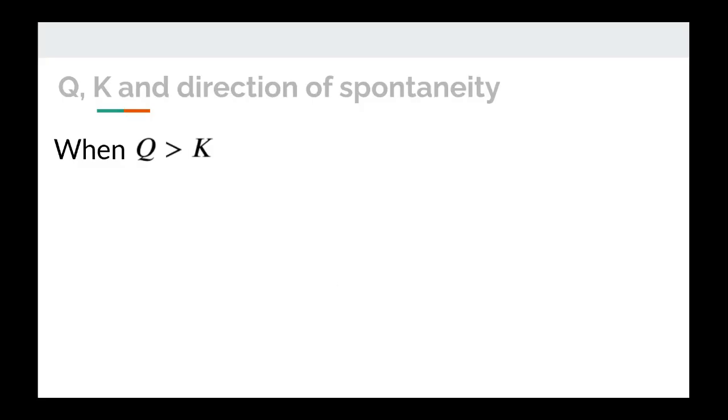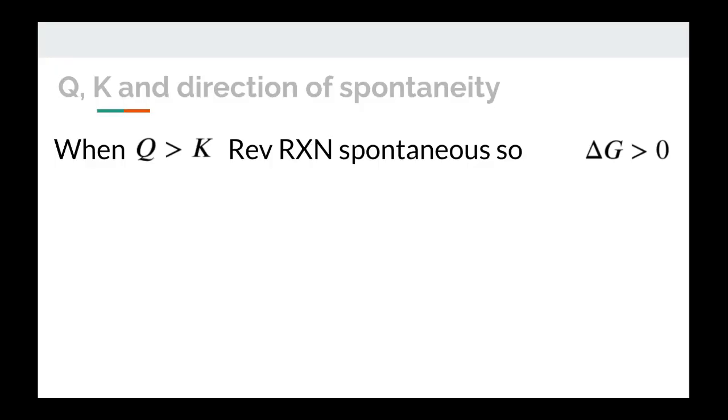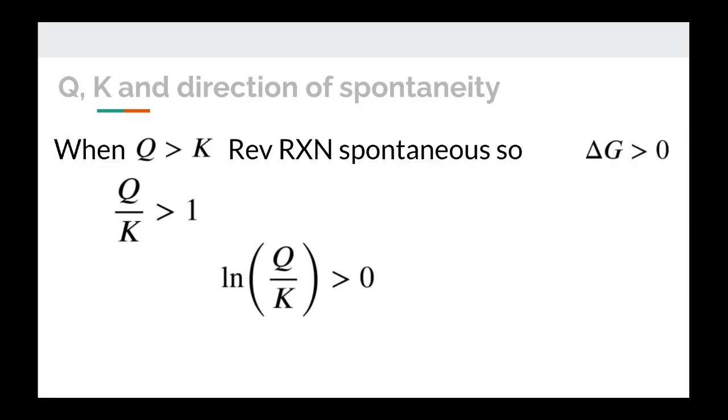When Q is greater than K, then that means the reaction is going to shift to the left, which means the reverse reaction is the spontaneous one. So that means delta G for the forward reaction is greater than 0. So also, the ratio of Q to K is greater than 1, which means the natural log of that ratio is greater than 0.